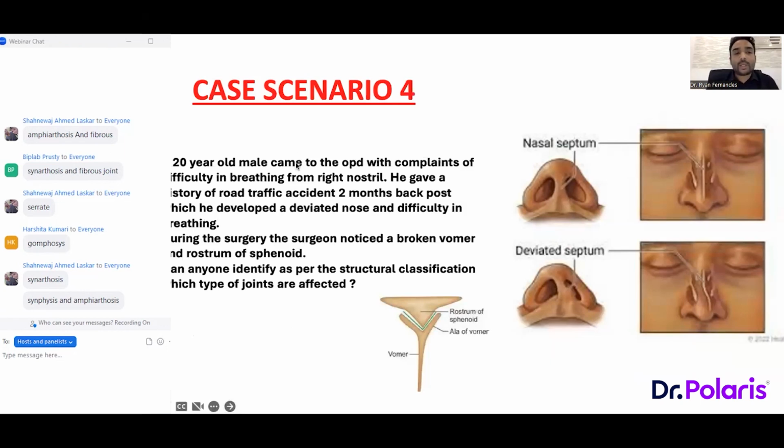A 20-year-old male came to the OPD with complaints of difficulty in breathing from the right nostril. He gave a history of road traffic accident 2 months back, post which he developed a deviated nose and difficulty in breathing. During the surgery, the surgeon noticed a broken vomer and rostrum of the sphenoid. Can anyone identify what structural classification this joint belongs to? I told you, just by seeing this, you should be able to tell. There is a ridge which is going into the groove.